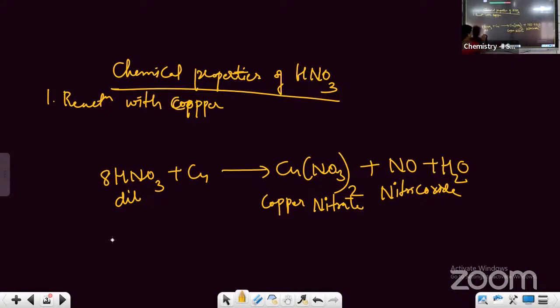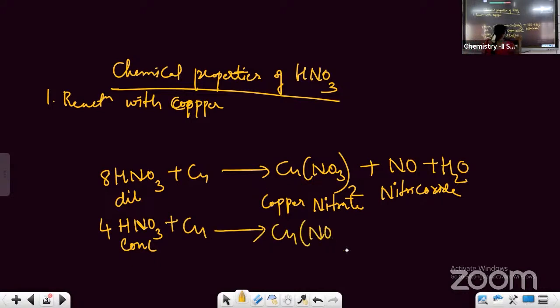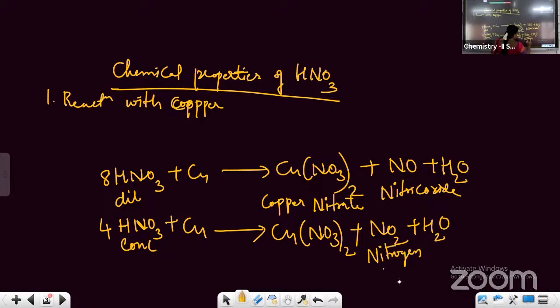Now, when you take concentrated nitric acid, HNO3 concentrated, it will react with copper to give Cu(NO3)2 plus NO2 plus water. So what is this NO2? This is nitrogen dioxide. Nitrogen dioxide. Okay, students. So here is the reaction with copper.